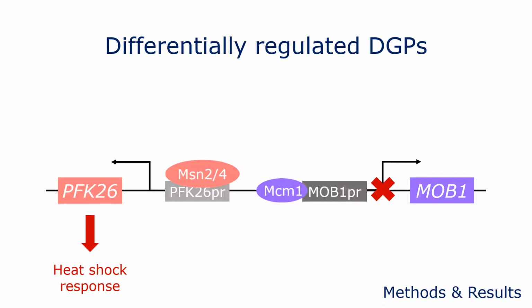To determine how effective MCM1 is at blocking transcription activation, the authors replace MOB1 with Venus. If Venus expression is successfully blocked during times of heat shock, there should be no yellow fluorescence in this yeast strain.